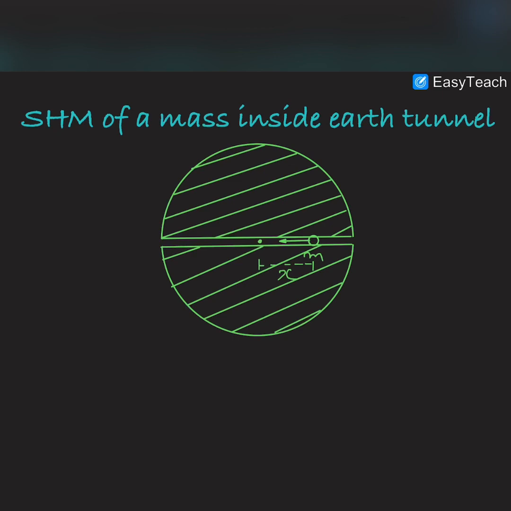In this video, we'll discuss the oscillatory or simple harmonic motion of a mass which is placed inside a tunnel which is dug along the diameter of the earth. So this is earth, and let us imagine that there is a tunnel which is along the diameter of the earth, which is the greatest chord, and this mass is instantaneously at a distance of x from the center of the earth. The radius of earth is obviously R.